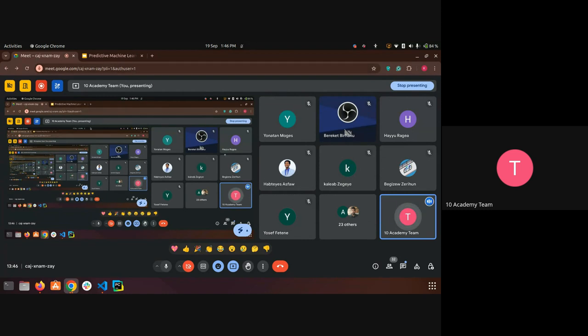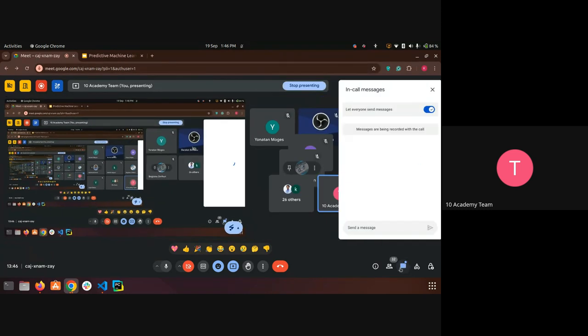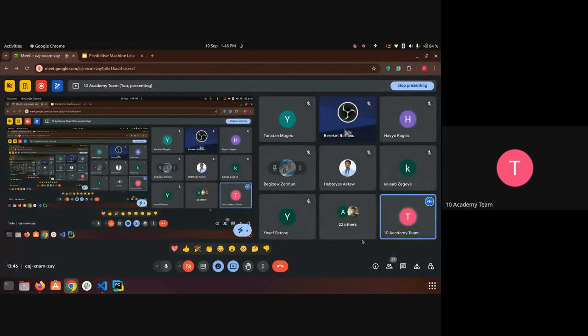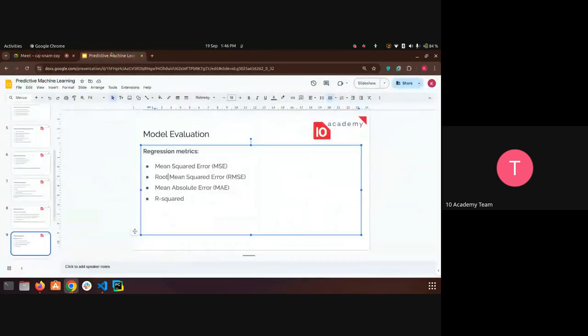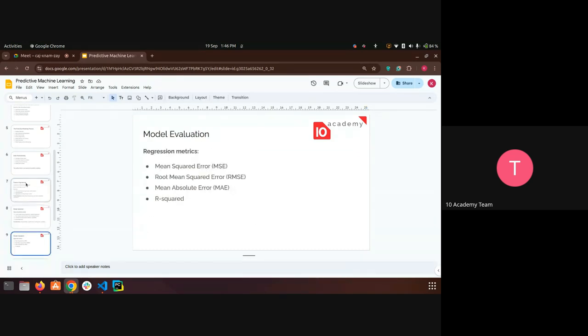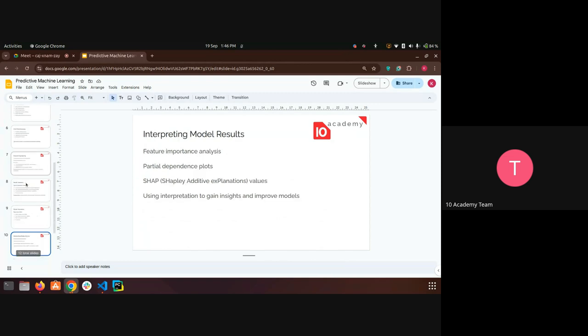Okay, I don't understand the question. Feature importance of the model. Oh, okay, for the interpretation, yeah.